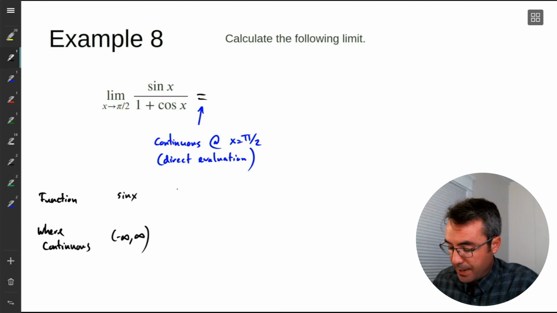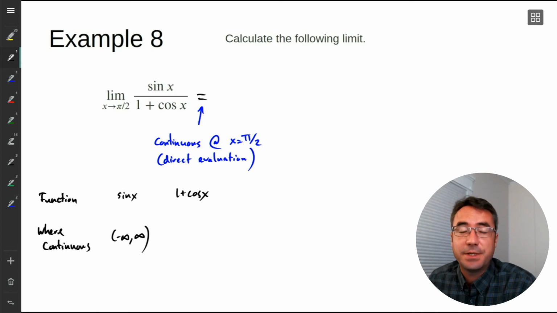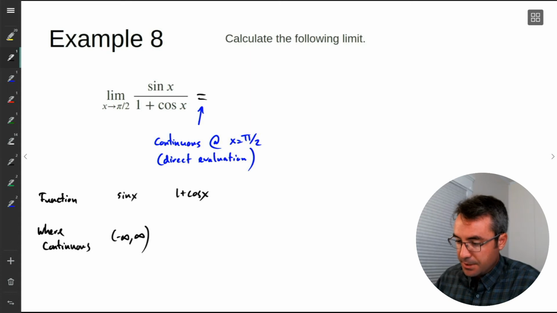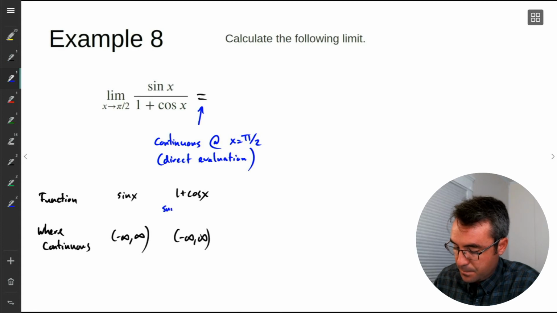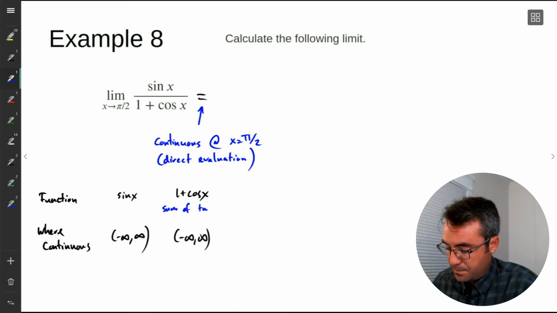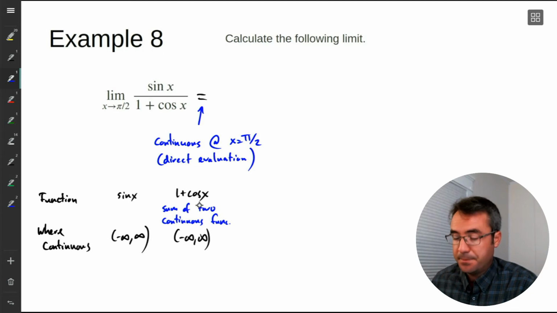What about in the denominator? We have 1 plus cosine x. So here we have the sum of two continuous functions. Cosine is always continuous, and the constant function 1 is always continuous. So we have the sum of two continuous functions here. Each of those is continuous on the interval from minus infinity to infinity, so their sum is also continuous there.